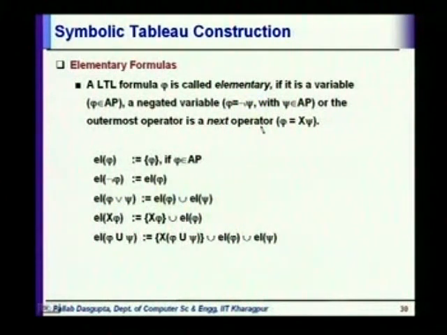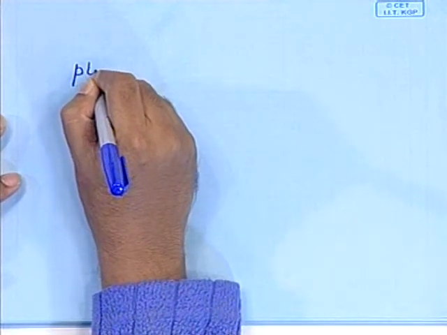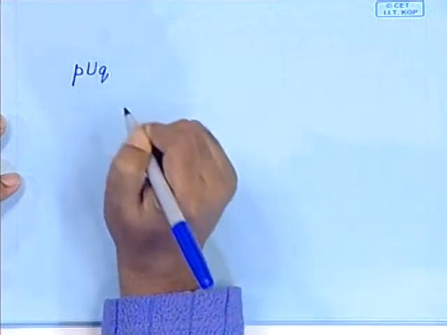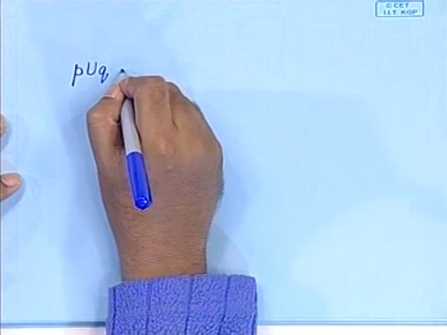Before we go into the rules, let us see some examples of elementary subformulas. Suppose we have the LTL property P until Q. So we will rewrite this as follows.